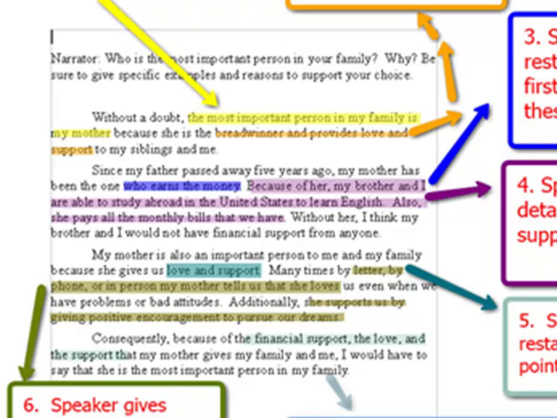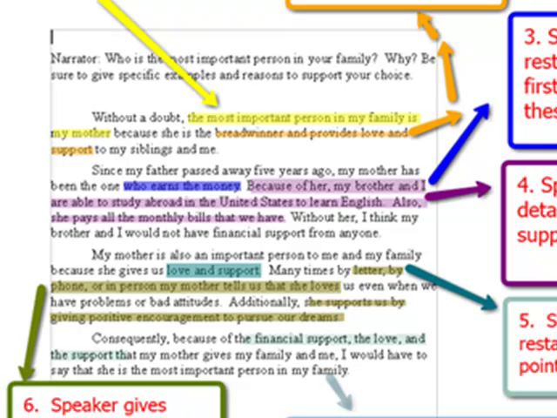Without a doubt, the most important person in my family is my mother because she is the breadwinner and provides love and support to my siblings and me. Since my father passed away 5 years ago, my mother has been the one who earns the money. Because of her, my brother and I are able to study abroad in the United States to learn English. Also, she pays all the monthly bills that we have. Without her, I think my brother and I would not have financial support from anyone.